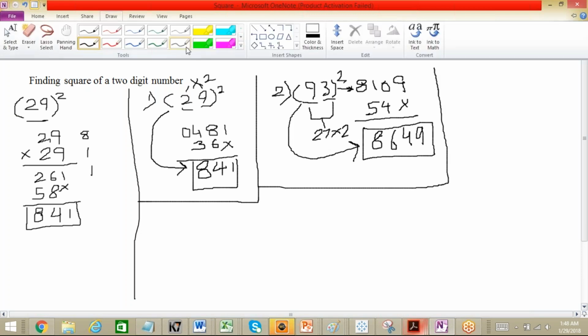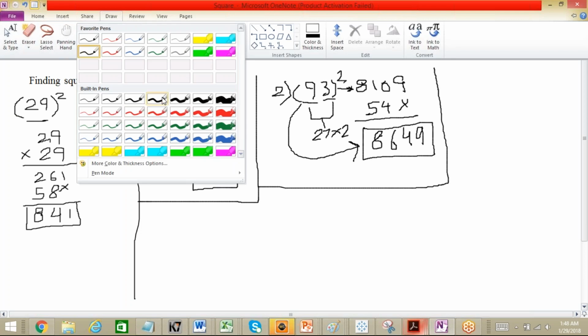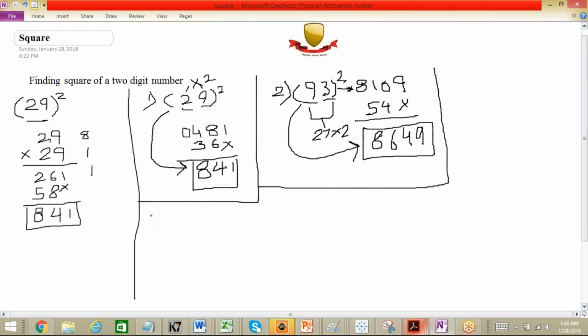In a similar fashion, let's see one more example so that it will be quite easy for you to remember. Let's say this is the third example. Any number you can take. This time I'm going to take 47, and I want to find the square of 47. The first step is to take the square of these two digits individually. 7 square is 49, and 4 square is 16. So 1649 will be the number.